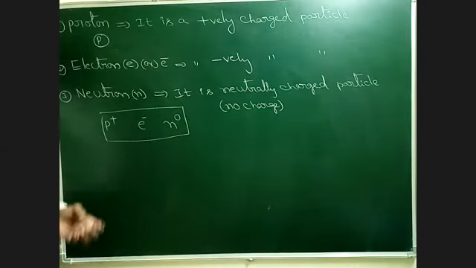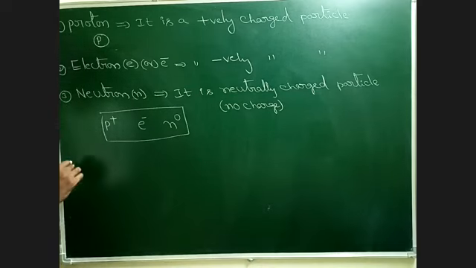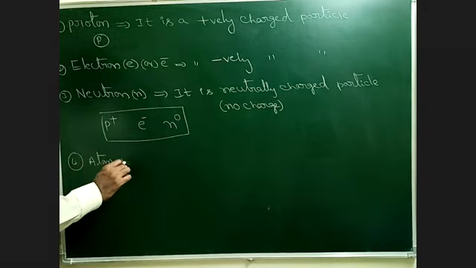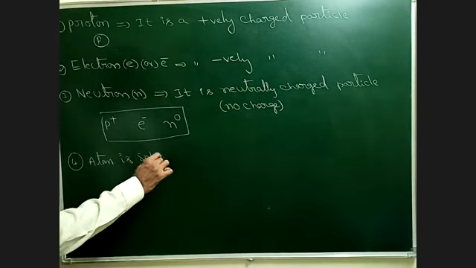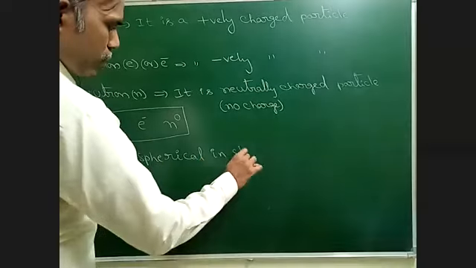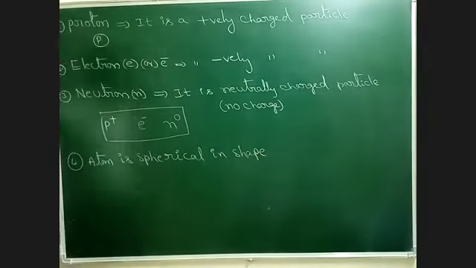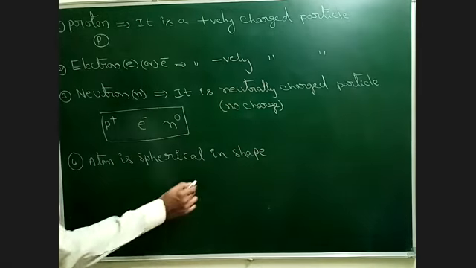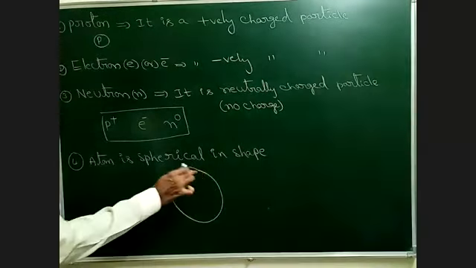Now let us see the structure of the atom. The atom is, in general, spherical in shape. Now let us understand the location of these three fundamental particles, that means where these are in the atom. So here is the atom.